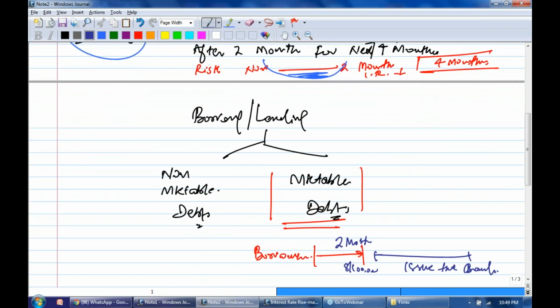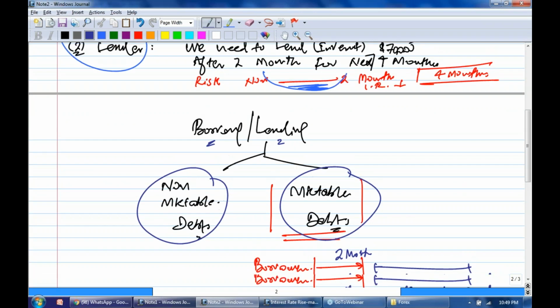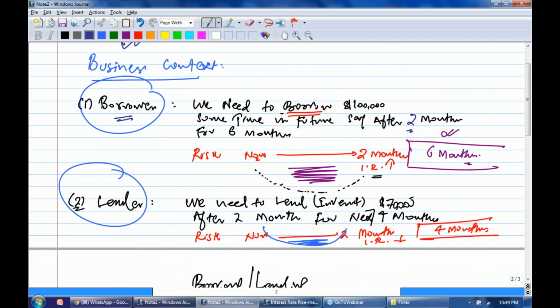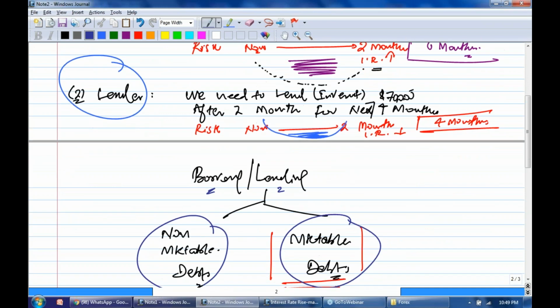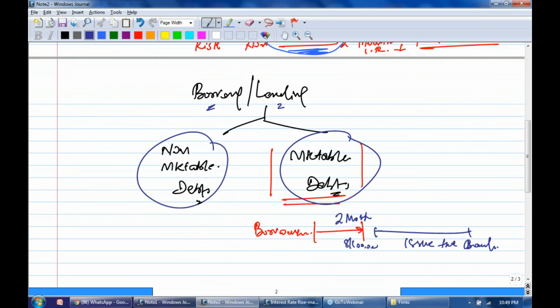Second thing, borrowing or lending, it's non-marketable and marketable. This is a point you already know. Whatever we have discussed in the above example is about non-marketable debts. We will discuss the marketable debts later, but I just want to initiate it.